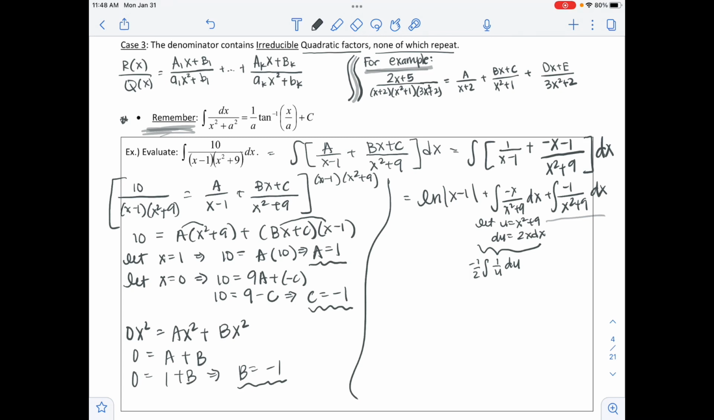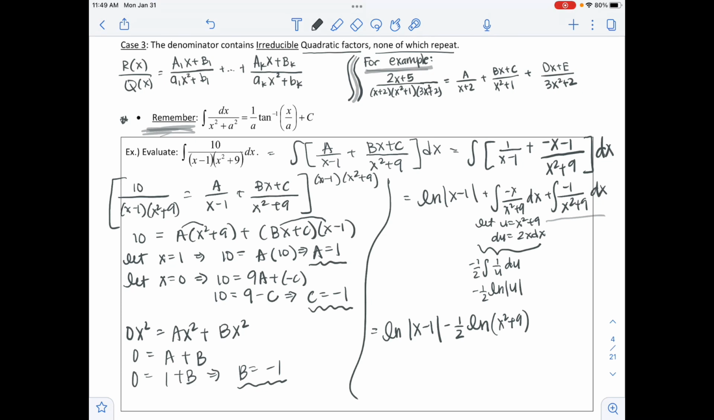And when you integrate this, you would have negative 1/2 ln of the absolute value of u. And so my first term, putting this all together from up above, was the natural log of the absolute value of x minus 1. My second term is going to be minus 1/2 ln of u, but I'm going to back sub in what u was, and u is x squared plus 9. You do not need to put the absolute value bars since x squared plus 9 is always positive. So it's redundant if you do put it.